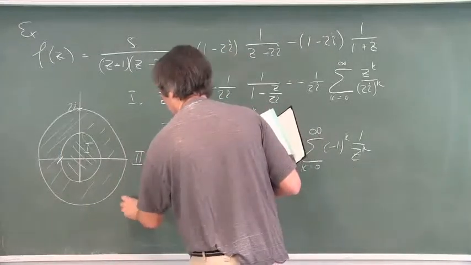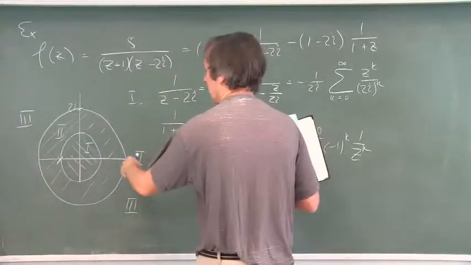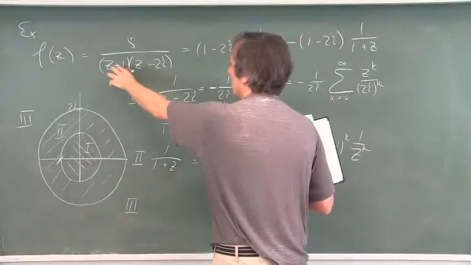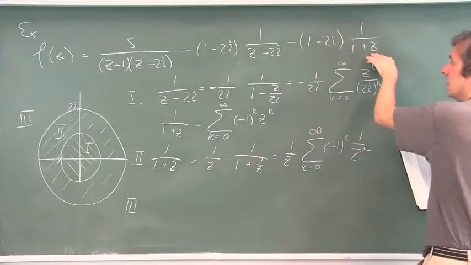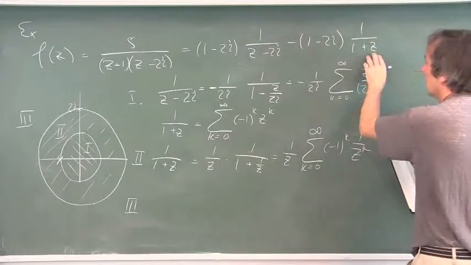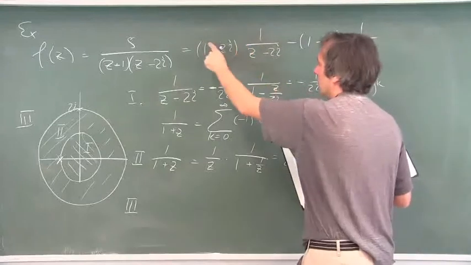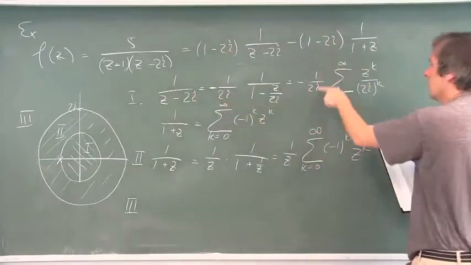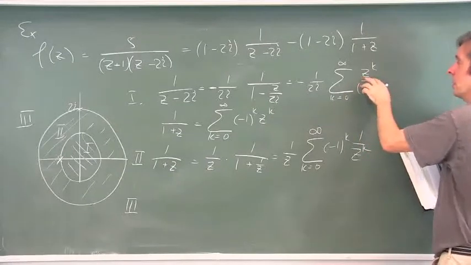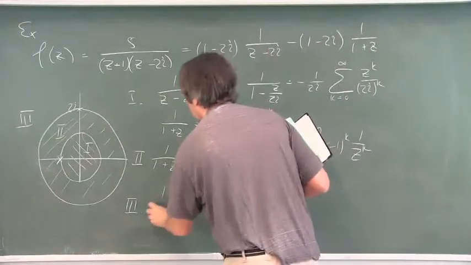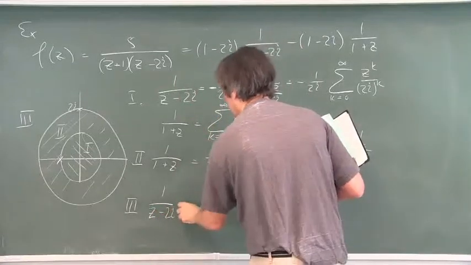So if you now go on to the third case here, out here, then you see that if we want to Laurent expand the function out there, for this term we can use this expansion. But for this term, we can no longer use this expression because this will be divergent when the absolute value of z is larger than 2. So in this case, we have to replace 1 over z minus 2i by something else.